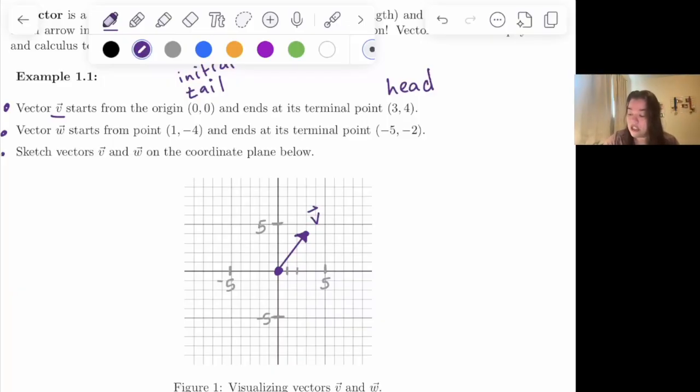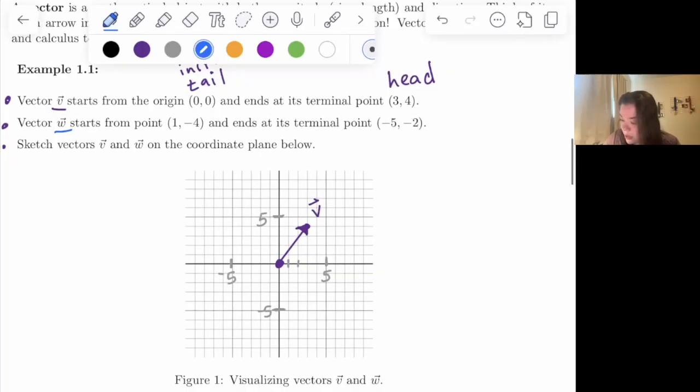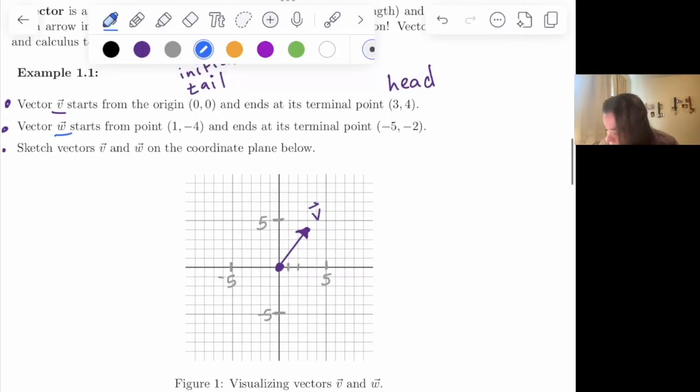Let's do the same thing just to draw vector w so we can see it. Vector w, which I'll draw in blue, starts at the point (1, -4). So on your graph, go over to (1, -4), throw a point down, and it ends at its terminal point of (-5, -2). So go to your graph, put that point down, and then connect from tail to head, and add your arrowhead.